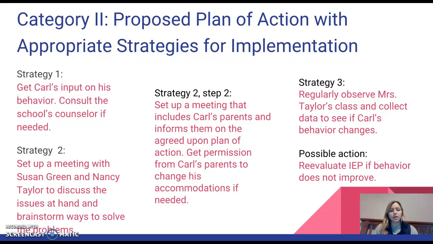And then strategy 3, I would regularly observe Mrs. Taylor's class and collect data to see if Carl's behavior changes when I'm in there based on Mrs. Taylor's observations when I'm not in there. And then possible action, maybe we need to think about reevaluating his IEP long term if this behavior doesn't change.